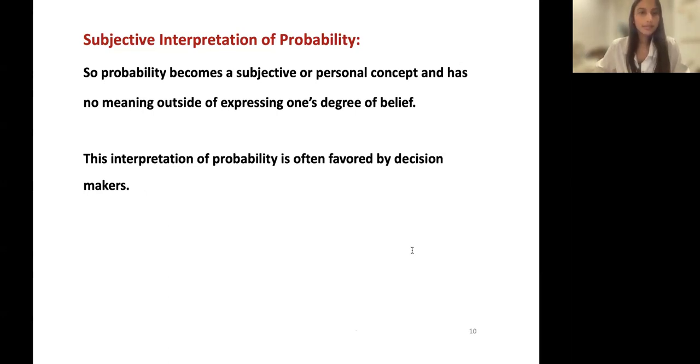It's just expressing one's degree of belief. And this interpretation of probability is often favored by decision makers. In decision making, we rely on such statements from somebody who is a pro in that field, somebody who has all the knowledge in a particular field. We can rely on their subjective interpretation.